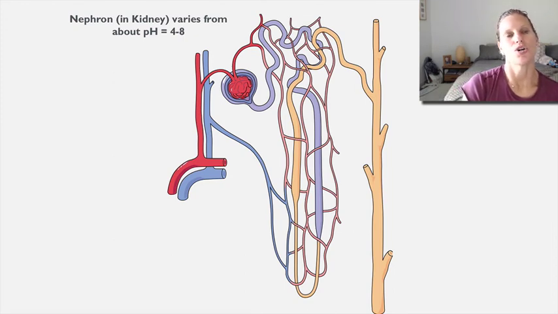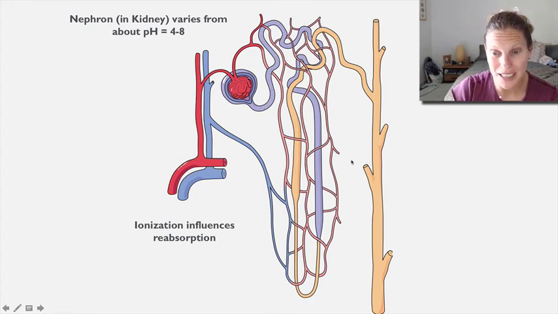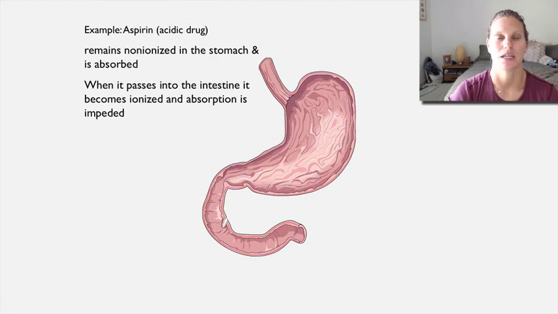As we know, ionization influences reabsorption. So what's happening in terms of the pH in this nephron will directly influence whether or not a drug that may be in this nephron stays in the nephron and ultimately gets peed out, leaving in the form of urine, or gets reabsorbed back into the blood and takes another trip through the circulatory system. So that's important.